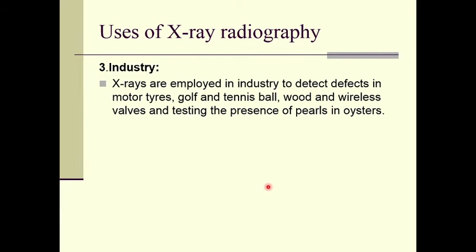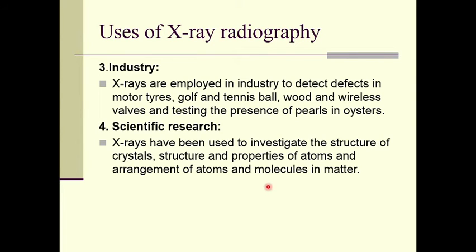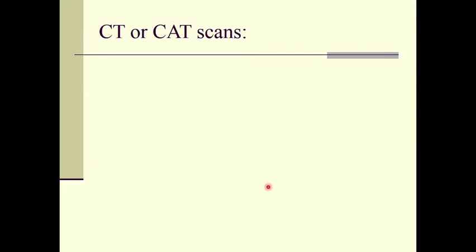In industries, X-rays are employed to detect defects in motor tires, golf and tennis balls, wood and welded walls, and for testing the presence of pearls in oysters, right? So in scientific research also they are used. X-rays have been used to investigate the structure of crystals, the structure and properties of atoms, and the arrangement of atoms and molecules in matter, right? So we use X-rays in scientific applications also, right?